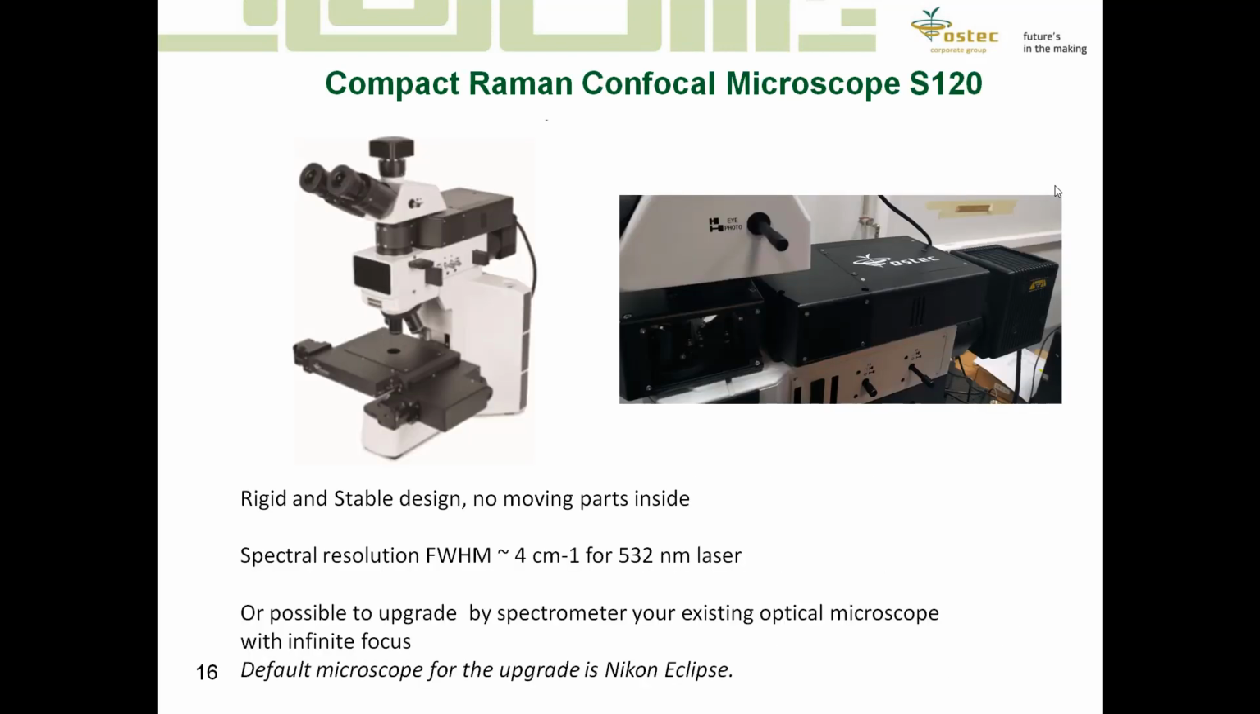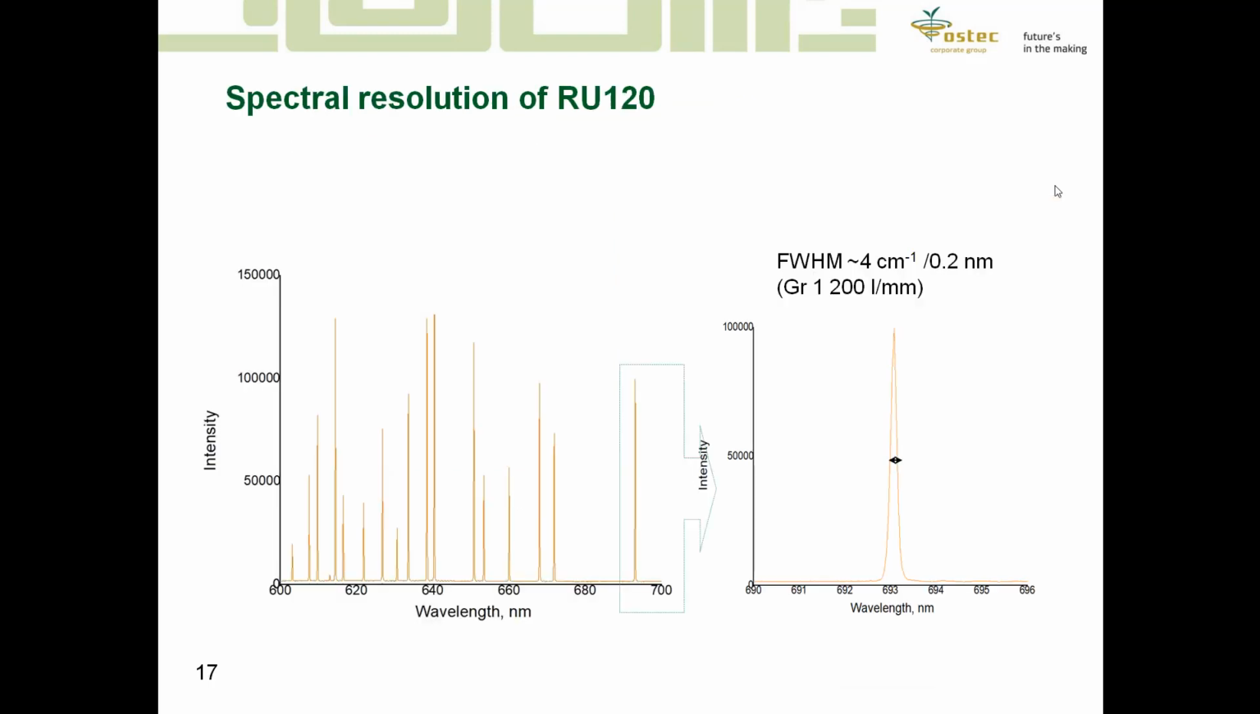And this is the parameter: it provides a resolution of about 4 wave numbers with excitation laser 532. And there is a typical spectrum obtained with such a compact designed system, and the spectral width at about 700 nanometers is only about 0.2 nanometers, and therefore full width at half maximum, the true spectral resolution, is about 4 wave numbers.